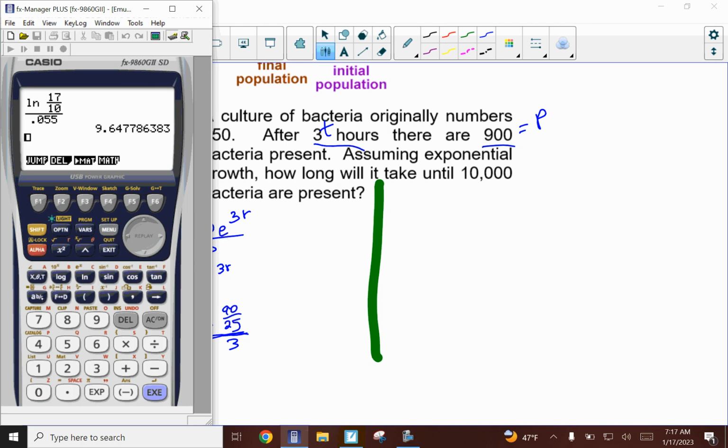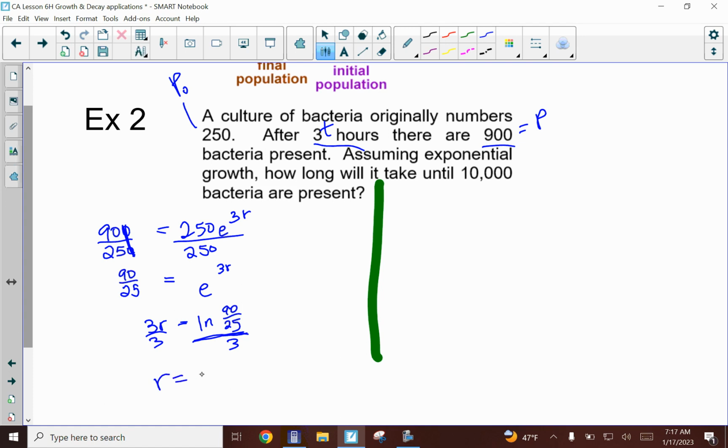So we're going to have the fraction ln of 90 over 25. Not 9 point something, it's going to be 90 over 25. And then the bottom is going to be 3. So we divide that, and it's approximately 0.427. So R equals 0.427.